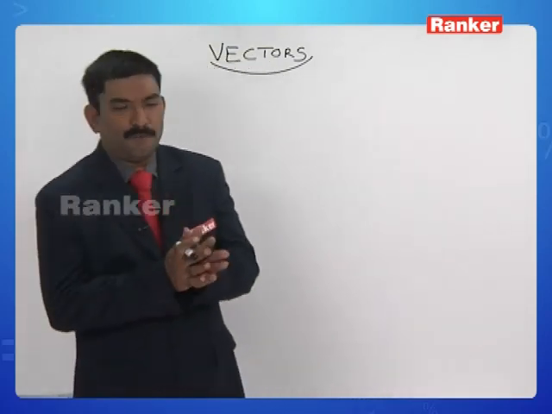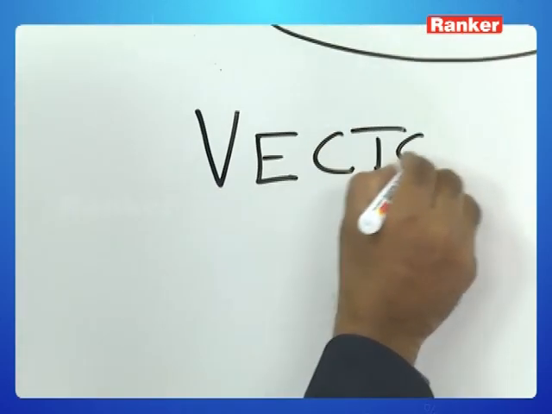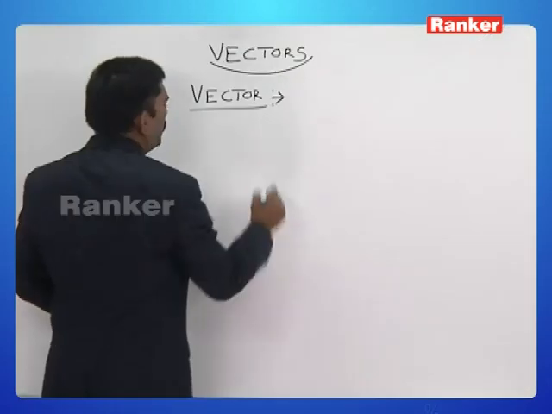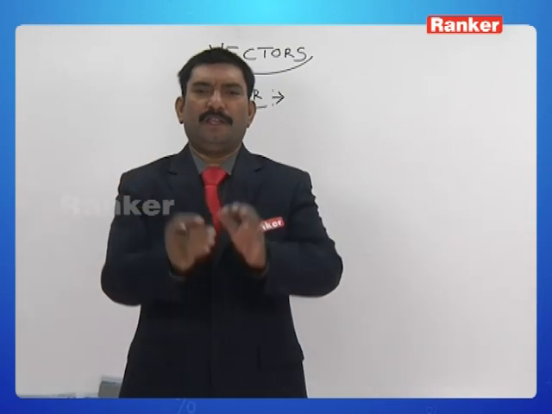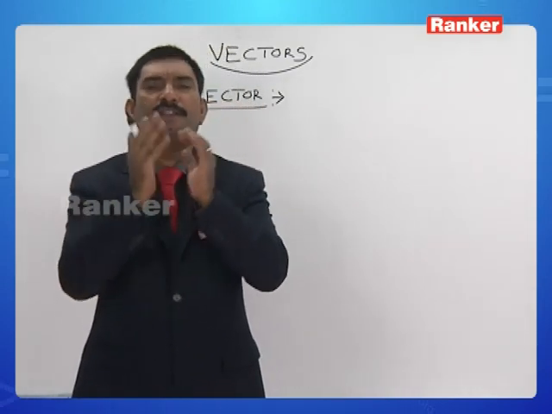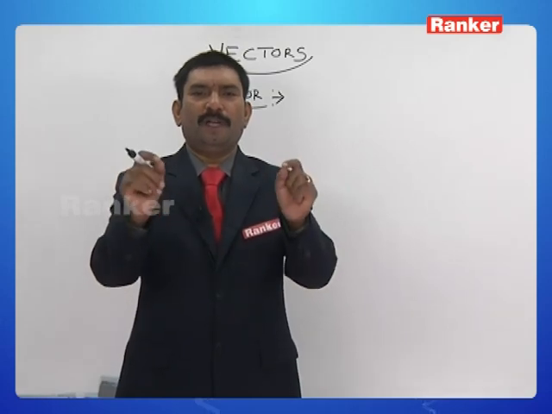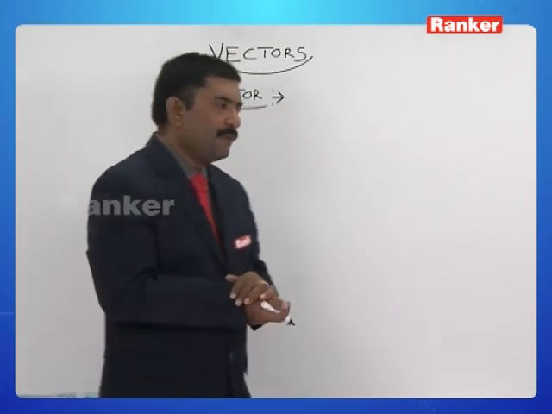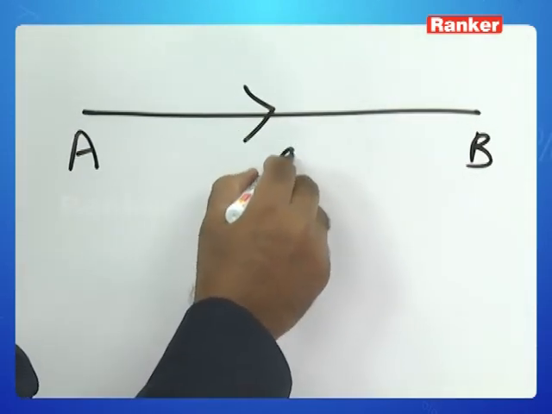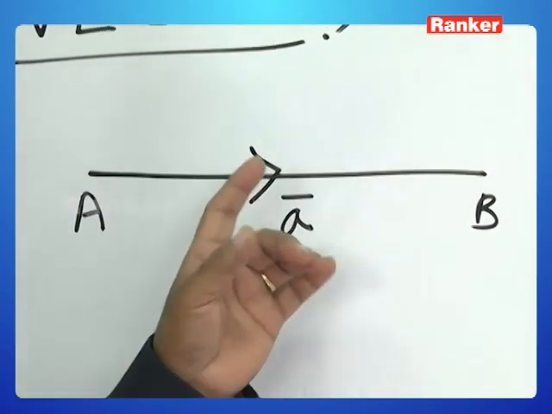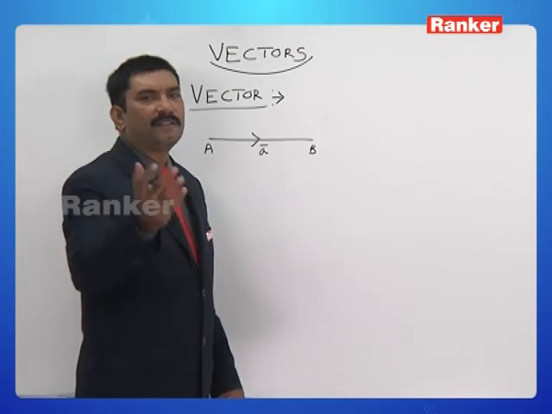So let us discuss the basic definition of vectors. First of all, what is a vector? A vector is a physical quantity which has both magnitude and direction. Now if I take A and B, this is A bar. The arrow mark represents the direction, and the distance between A and B is taken as the magnitude.